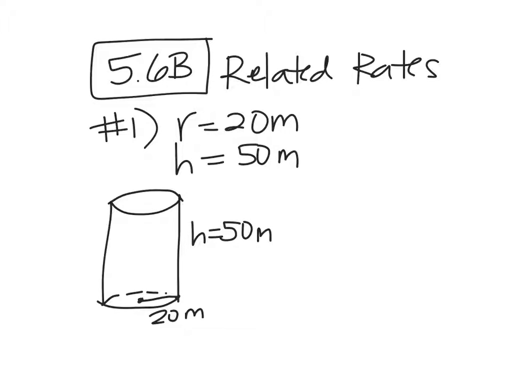And it says the tank is being drained. Okay, so the tank has some kind of a liquid in it, and it's being drained at a rate of 3,000 cubic meters per hour. How fast?